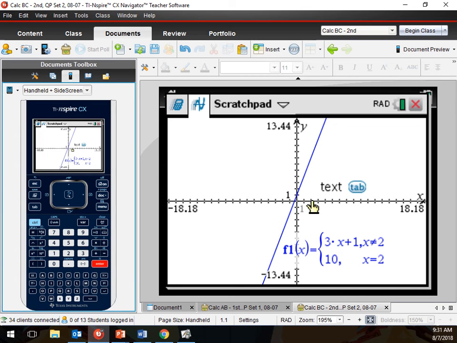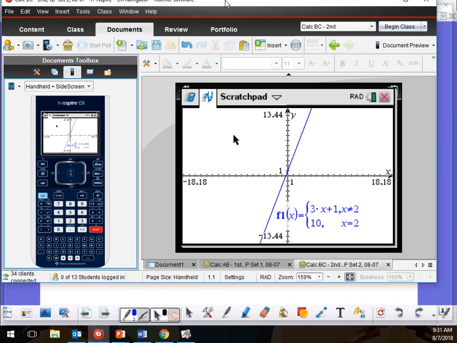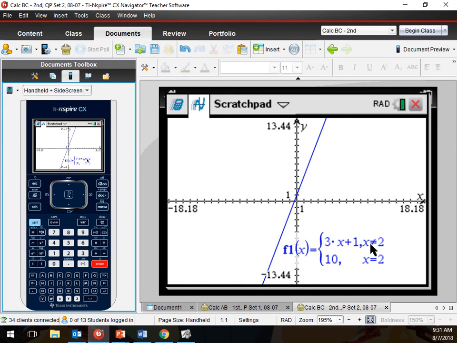All right, so now if I look right here, let's take a look at my thing right here. There you go. So when x is not 2, I get this function right here. So when it is 2, I get 10. For everything else, it's this.